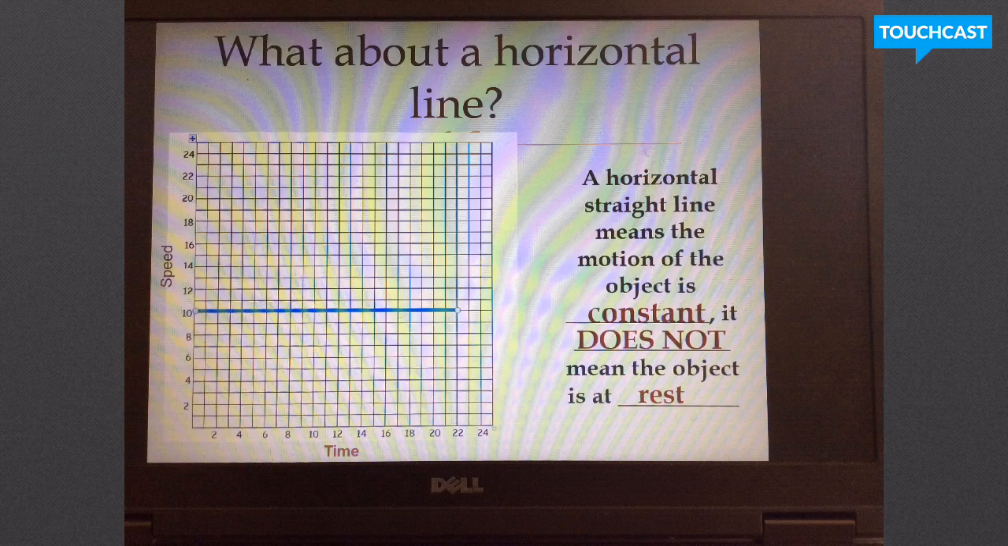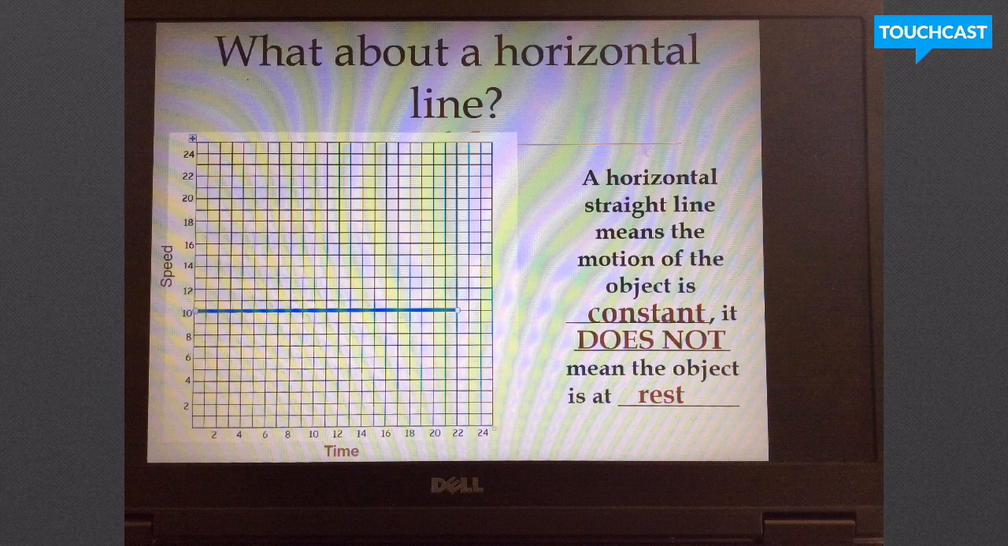Okay, so now our horizontal straight line means that the motion of the object is constant, because now we're measuring actually how fast the object is moving. So it means the object is constant. It does not mean that it's at rest.